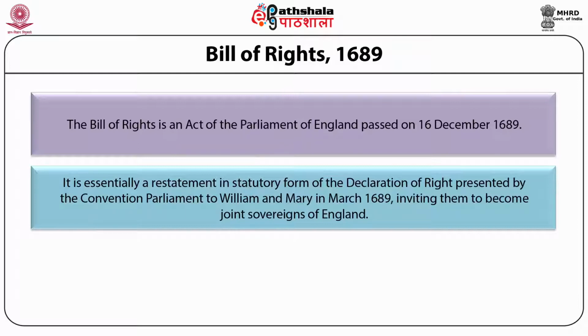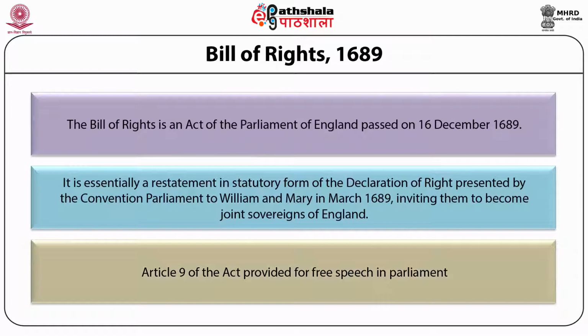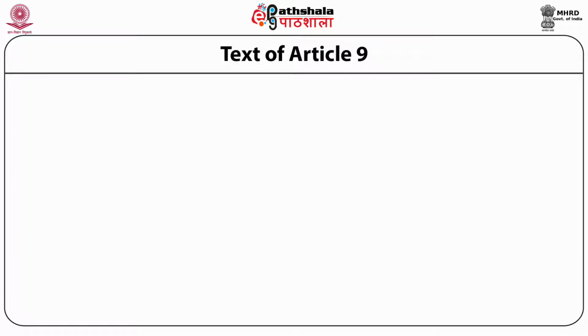Following the death of Queen Elizabeth, there was a lot of turmoil as to who would succeed to the crown. William and Mary, alas, finally did. And they were presented with the declarations of right by a convention parliament. This convention was embodied in the Bill of Rights. Article 9 of the Bill of Rights Act provided for free speech in Parliament. And this, interestingly enough, has found expression in our very own constitution here in India.